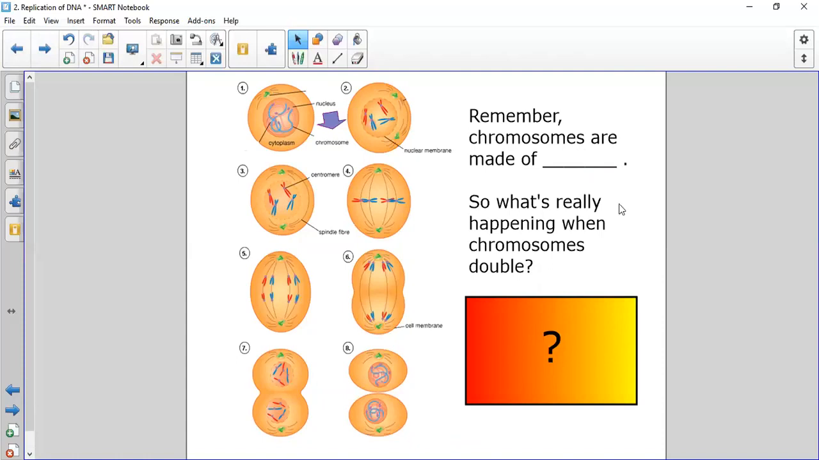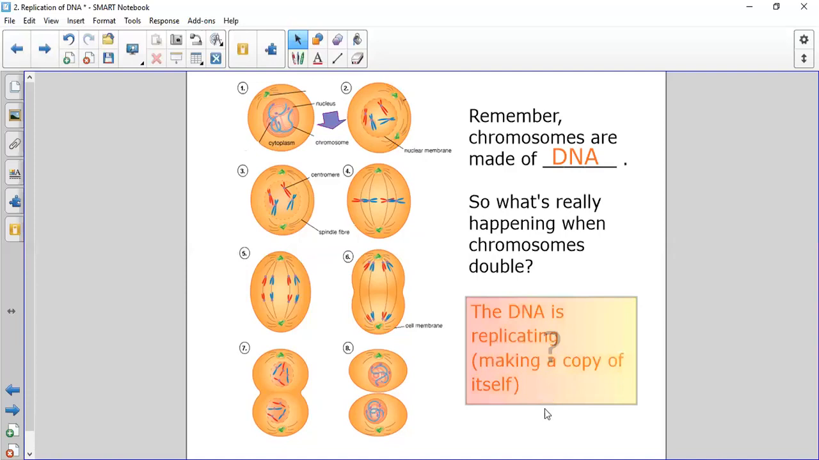Okay, so you could also tell me that chromosomes are made of, shout it out and I'll click the button, DNA. So when we're going from stage 1 to stage 2, my arrow's gone wonky, then we know that the chromosomes have doubled, and if chromosomes are made of DNA, then what's really happened is the DNA has replicated. The DNA has made a copy of itself. Because remember, the chromosomes are made of DNA. So if we had 4 chromosomes here, and we've now really got what's going to become 8 chromosomes, because we need to have 4 to go into each daughter cell, then the DNA must have made a copy of itself.